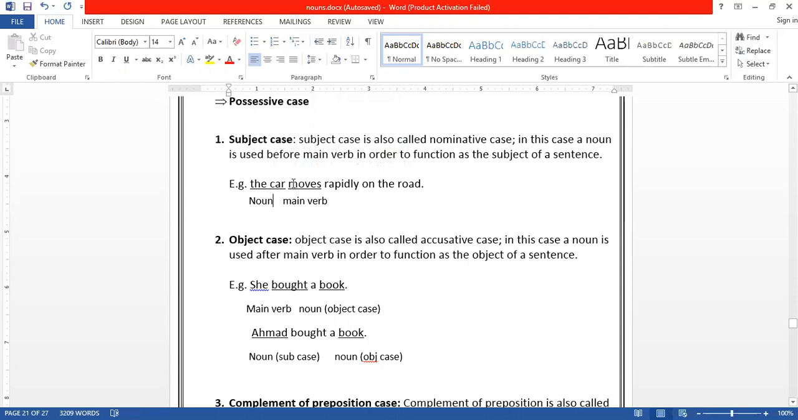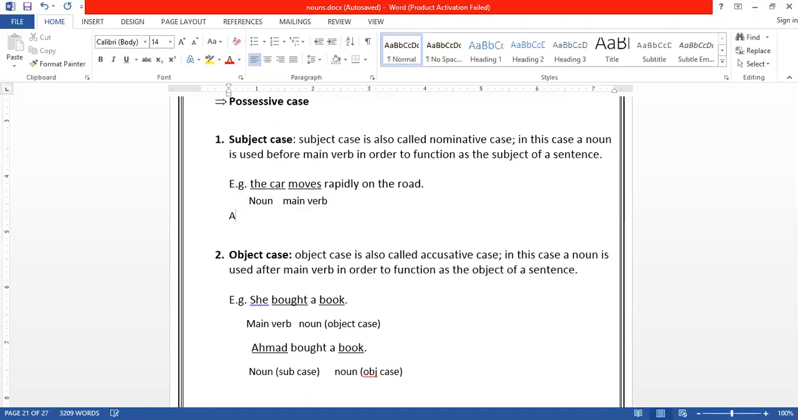For example, can you see here, moves? What is moves? Moves is the main verb. And before the main verb, we have used car. The car moves rapidly on the road, for example. So moves is the verb and the car functions as the subject over here. So the function of this noun in this case is called subjective case. Why? Because this noun is used in place of what? In place of subject.